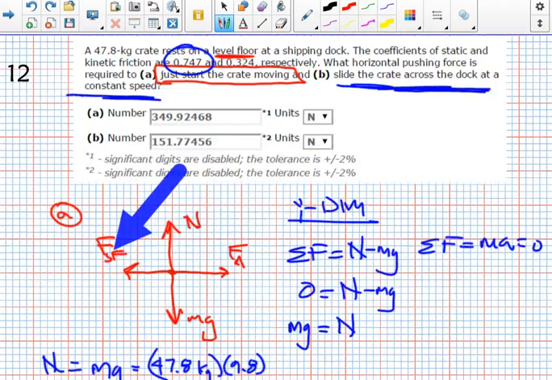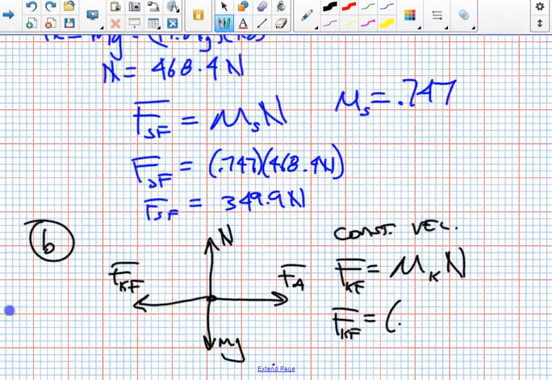So my force needs to be equal to the force of kinetic friction, which is going to be 0.324 times the normal force, which is 468.4. I'll leave the math up to you, but we should be okay at that point.